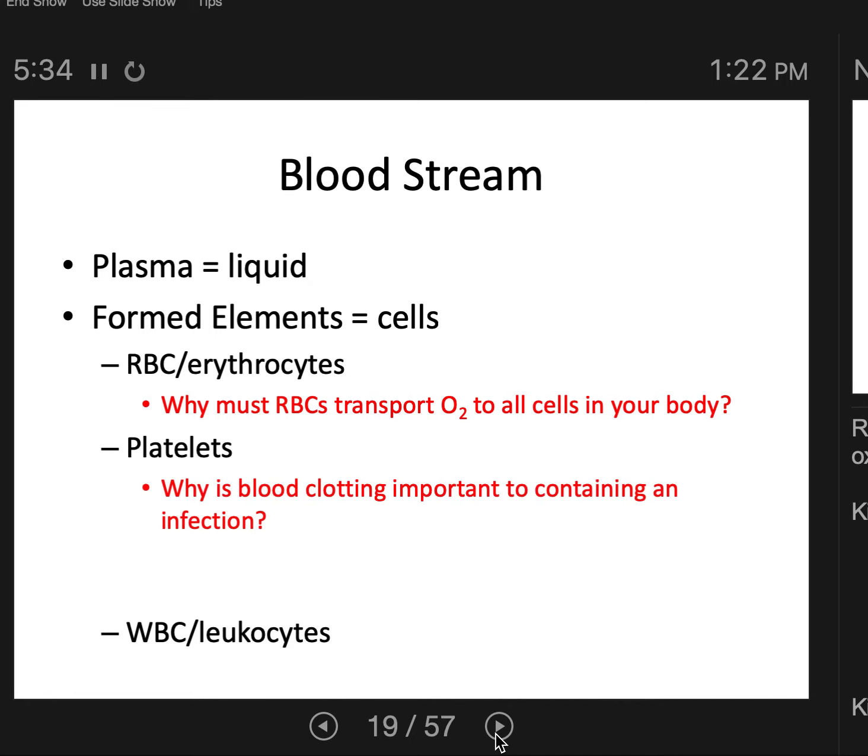All right, platelets. So platelets help with blood clotting. Why is blood clotting important to containing an infection?